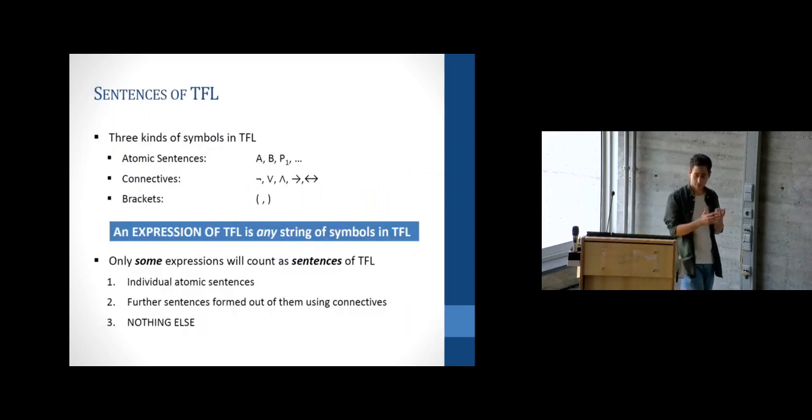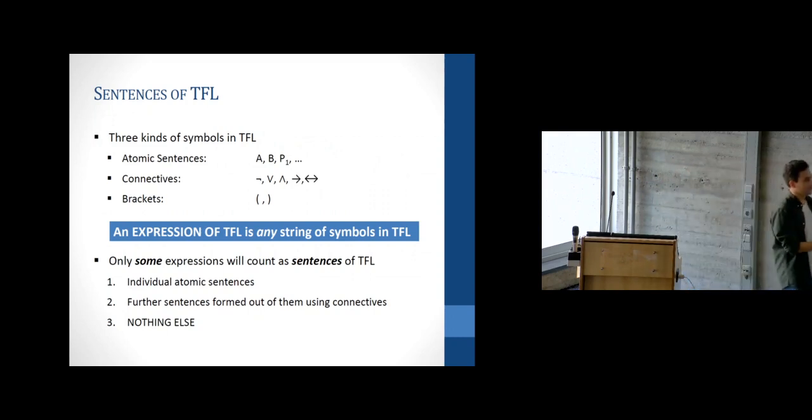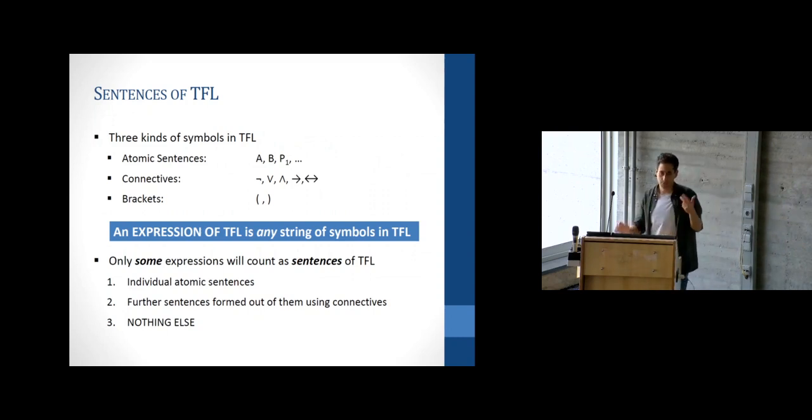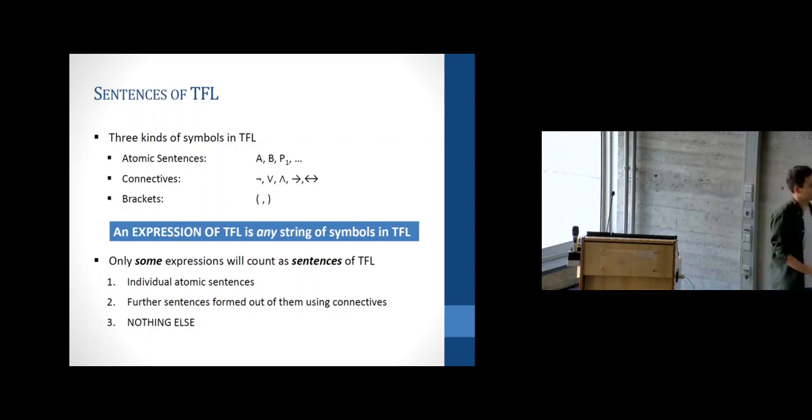Okay, so what are the expressions of truth-functional logic? Now we can get to it. There are three kinds of symbols. We have the atomic sentences, and again, not in the fancy font, just regular ones. We have our five nice connectives that we studied, and we have the brackets, or parentheses. So an expression of TFL is any string of symbols of these symbols. So this is going to be an expression as well.